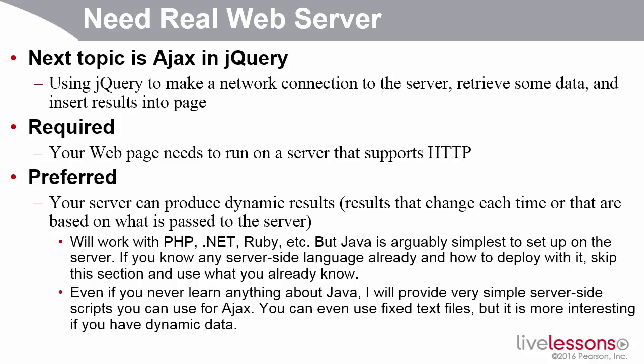jQuery doesn't know anything about Java. It just knows things about the URL that it's connecting to. And so that URL can be running PHP, it can be running .NET, it can be running Ruby, and so forth. However, perhaps Java is the simplest kind of dynamic server to set up. And Java is also the most widely used server-side language, so we might as well use Java.